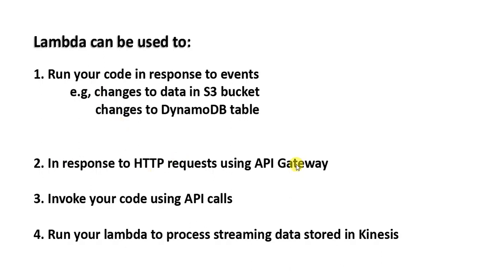You can also run your Lambda in response to HTTP requests using API Gateway. I have a separate video on how to use AWS Lambda while building REST APIs using API Gateway, you can check out that video. So basically it can run when any HTTP requests are made to API Gateway. In the backend you can have Lambda to run.